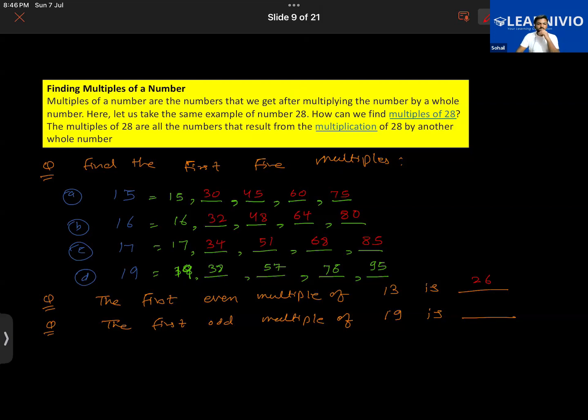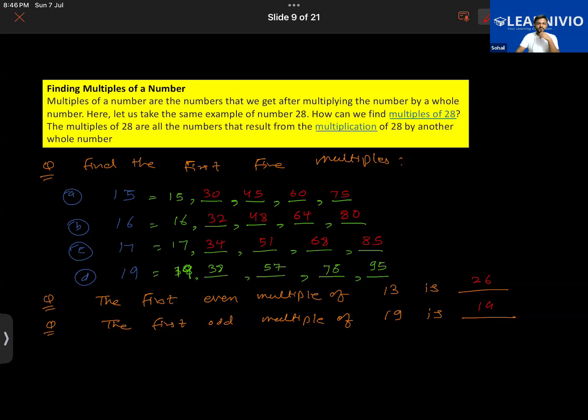19 threes. 19 itself. Repeat again. 19 threes are 57. But before that, isn't there any other number also? 19 itself, no? 19 ones are 19. Hope you have understood this. Furthermore, there's another important property that we observe here.